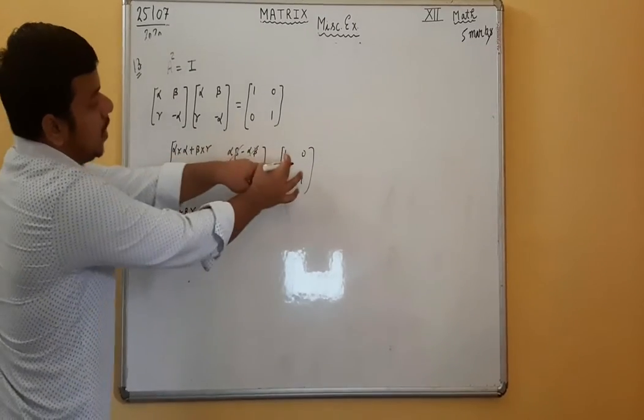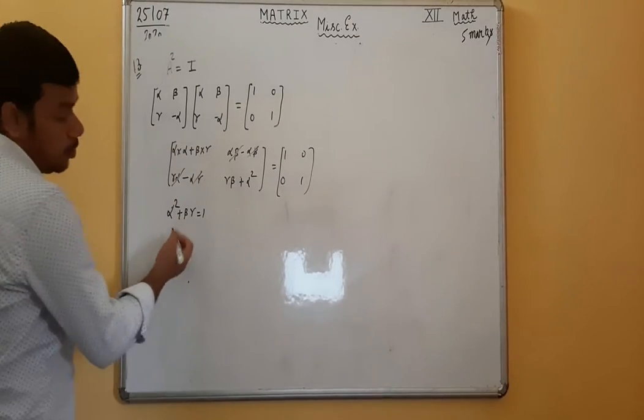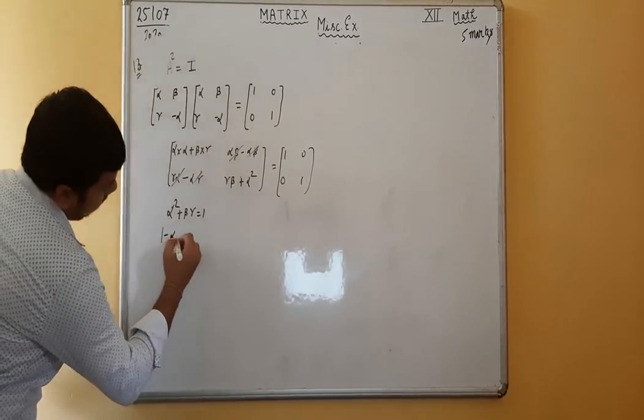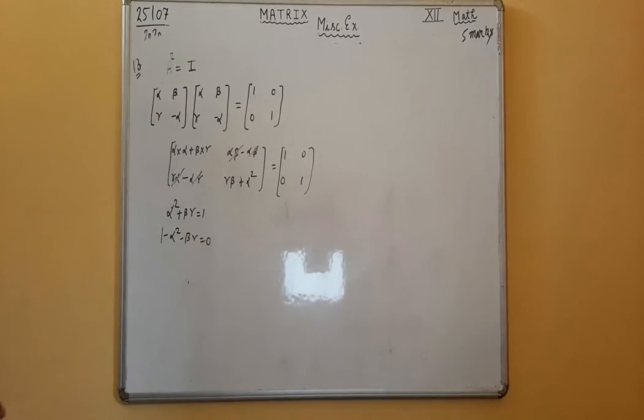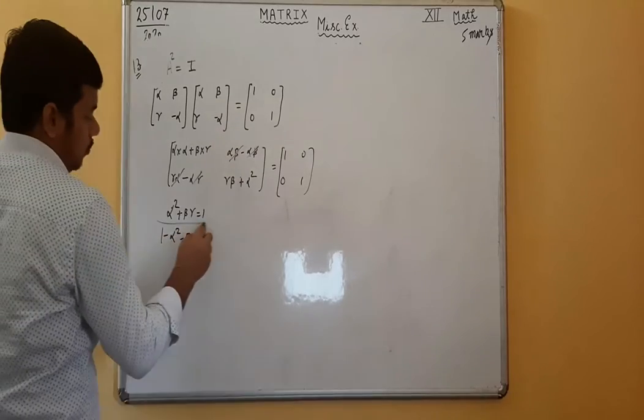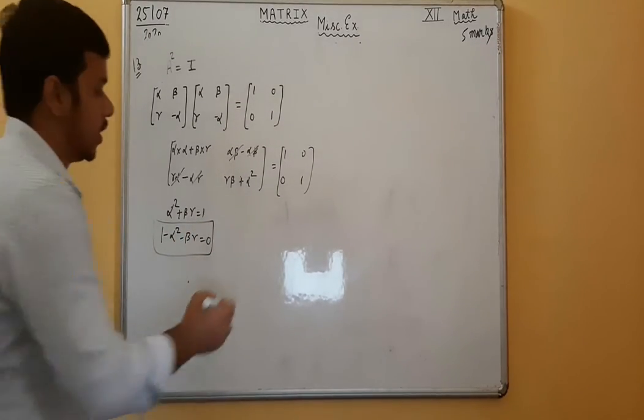Means alpha square plus beta gamma is equal to 1. Alpha square plus beta gamma is equal to what? 1 by the equality of two matrices. So it can also be written as 1 minus alpha square minus beta gamma is equal to 0. This is your required answer and your right option is option C.